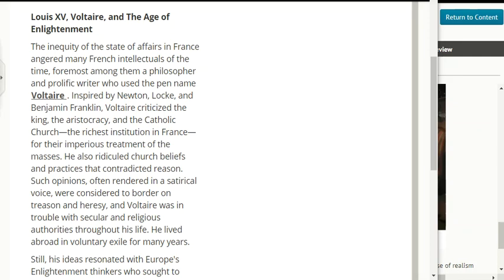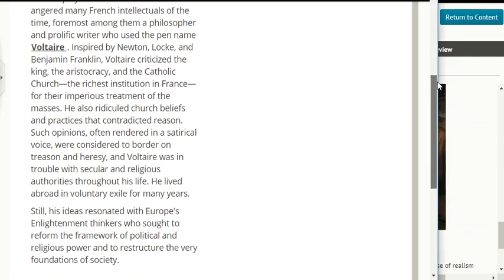He also ridiculed church beliefs and practices that contradicted reason. Such opinions, often rendered in a satirical voice, were considered to border on treason and heresy, and Voltaire was in trouble with secular and religious authorities throughout his life. He lived abroad in voluntary exile for many years. Still, his ideas resonated with Europe's Enlightenment thinkers who sought to reform the framework of political and religious power and to restructure the very foundations of society.